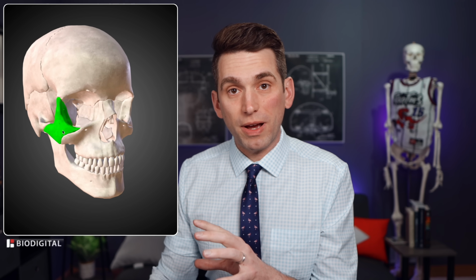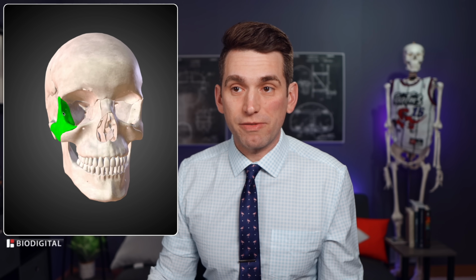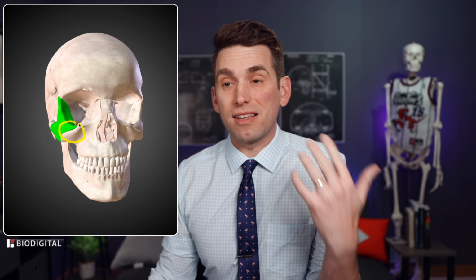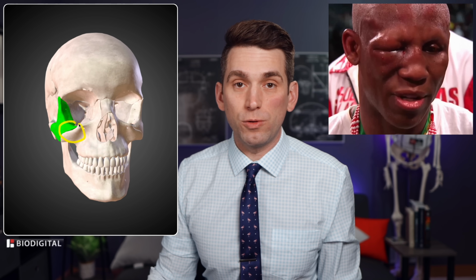Looking at our biodigital anatomy tool here, I've highlighted those bones that make up the orbit, and specifically this area right here, that bump, that's that malar eminence, that zygomatic process. That's that area where we see that contour that looks like it's flattened on the right side of Ugas's face.